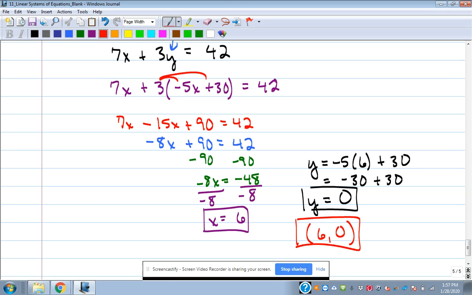Okay, so there we had the first example of these had both equations where they were both equal to a variable by itself. The second one where you had one equation that already had a variable by itself. Let's look at number 9.